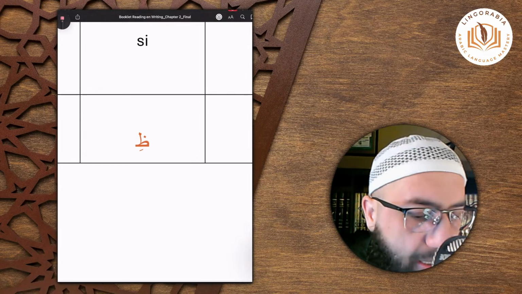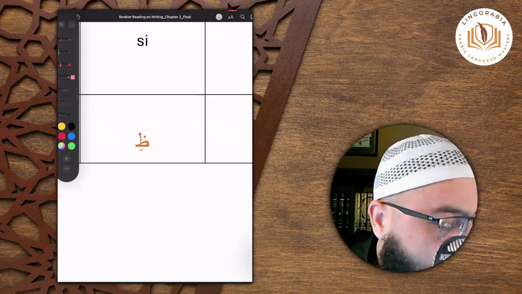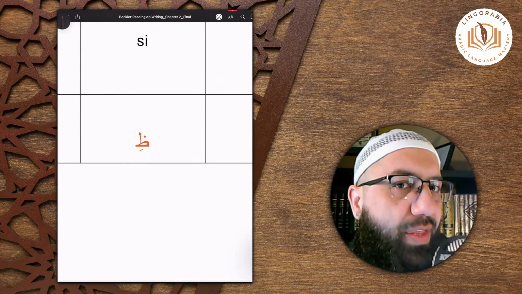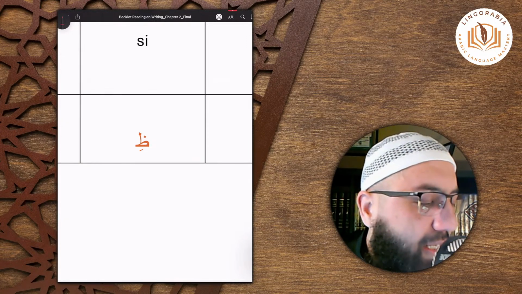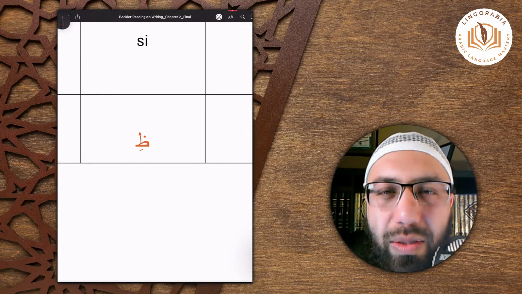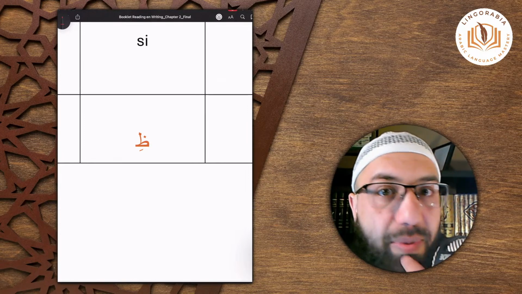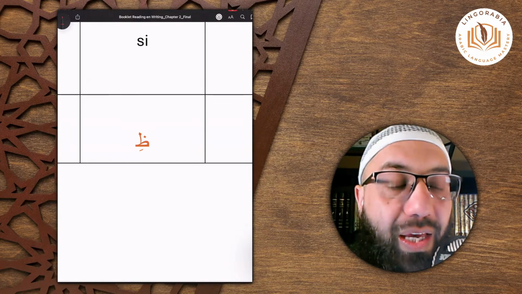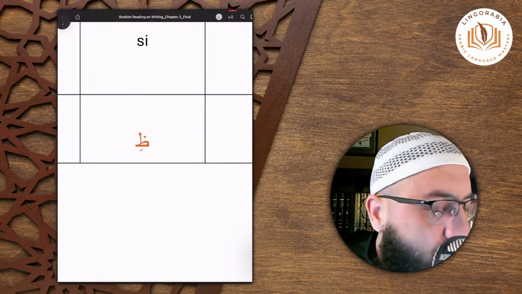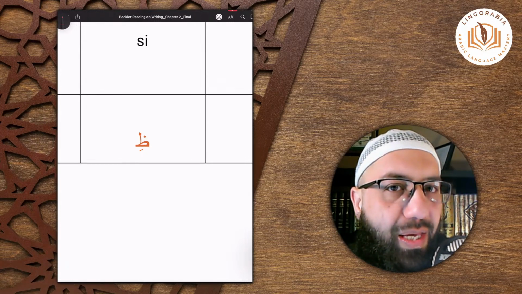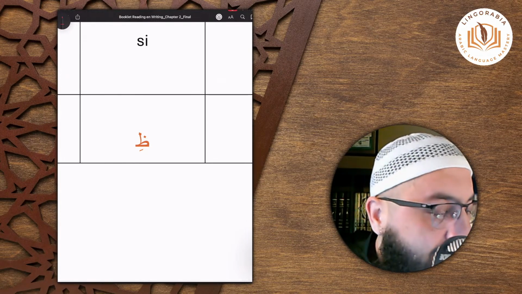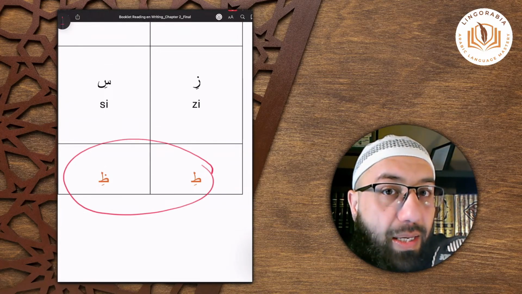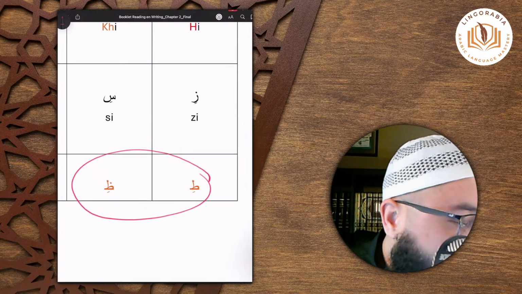Yes, guys. So then we got the tha. We got the tha. So you got here the tha. It's similar to the ta, only you have to put your tongue between your teeth. Slightly. You have to put the tongue slightly between the teeth. So this is the tha. And these two letters, guys, are heavy letters. Both of them heavy letters.